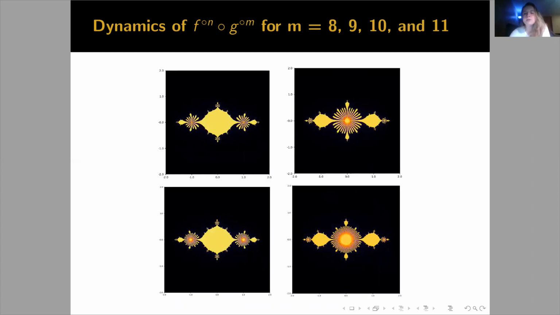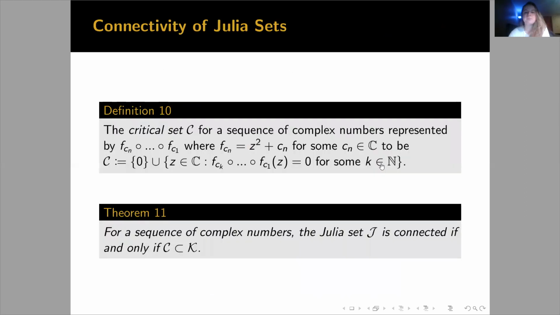Now you can see the Fatou-Julia sets for f^n of G^m for m equals 8, 9, 10, and 11. Here you can see more tendrils around -1 and 1 and 0, depending if you do an odd or even number of iterates. And the more iterates you do, the closer to the basilica it becomes. Thus, if m was very large, it would approach the basilica.